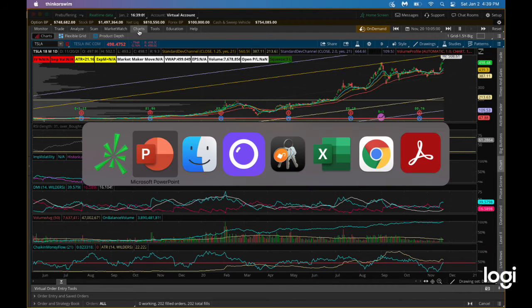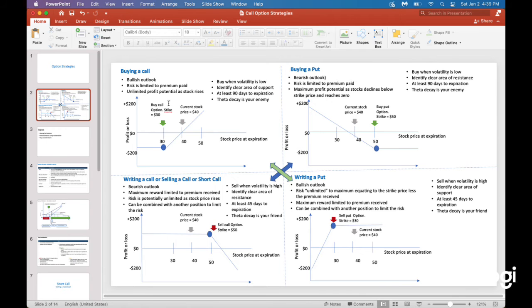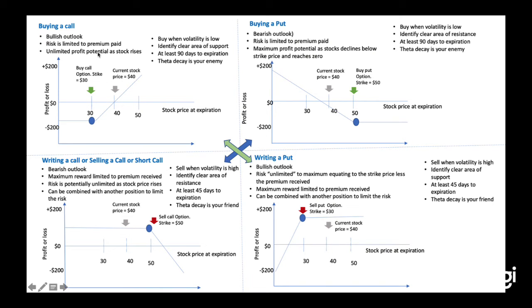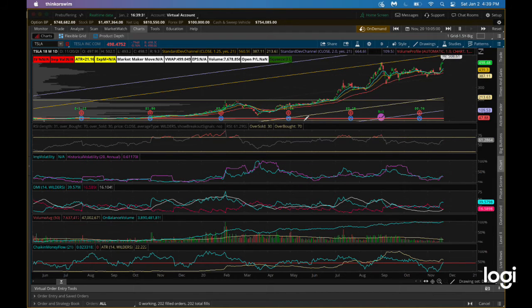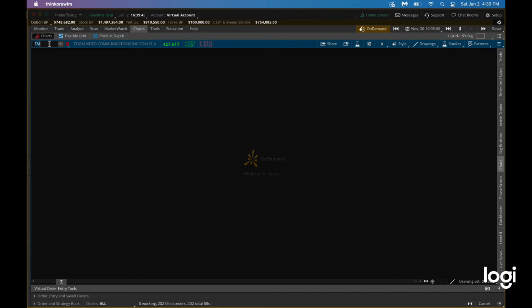a call. If I go back here very quickly, we looked at two strategies, which is buying a call and writing a put. Now let's look at buying a put and writing a call. Both are very similar strategies. Let's initiate two positions for this as we wait for our Tesla to buffer. So for this, let's choose a stock which you all know, the famous work from home stock, which is Zoom. So let's select Zoom here.